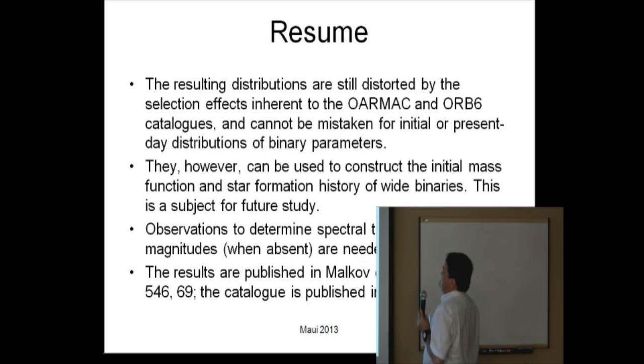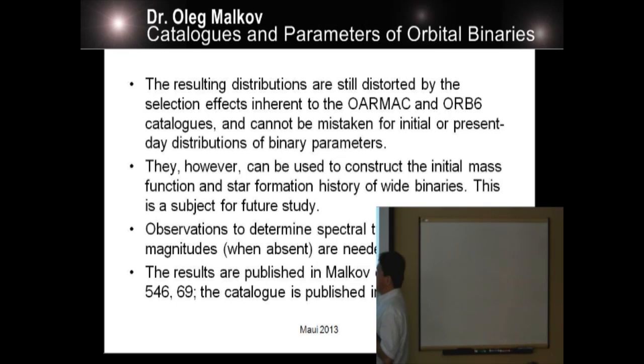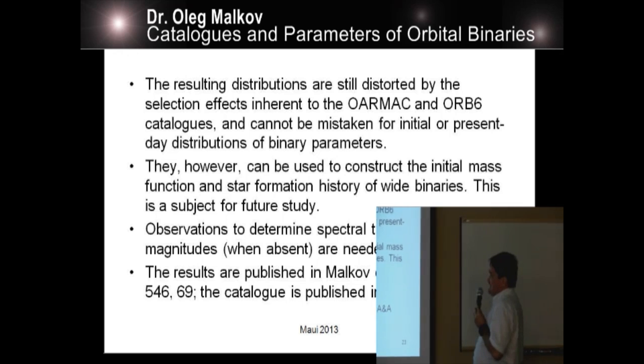Of course, the resulting distributions are still distorted by some selection effects. For example, selection effects connected with the inclination of the orbit. The probability to discover an orbital binary, of course, depends on the inclination. We didn't count it here. So they cannot be mistaken for initial or present-day distribution of binary parameters. So they cannot be directly used. However, they can be used to construct the initial mass function and star formation history of wide binaries. And this is a subject for our future study.